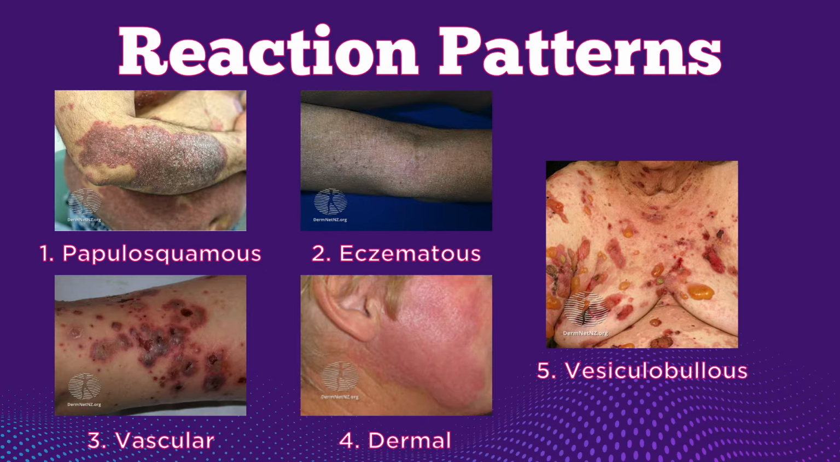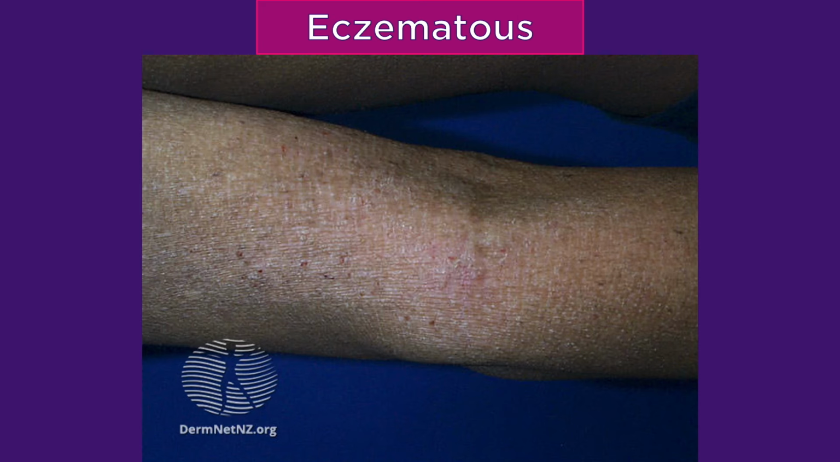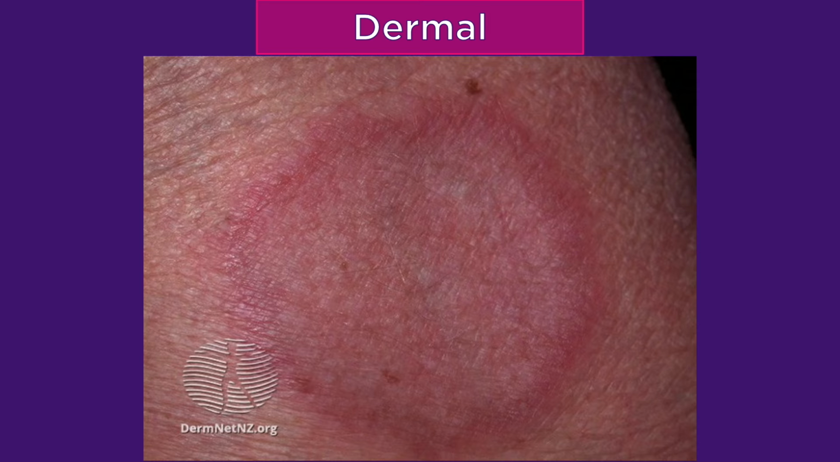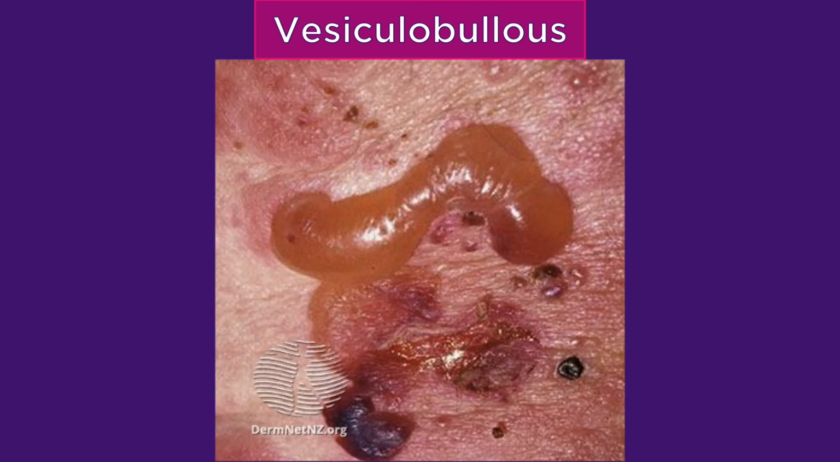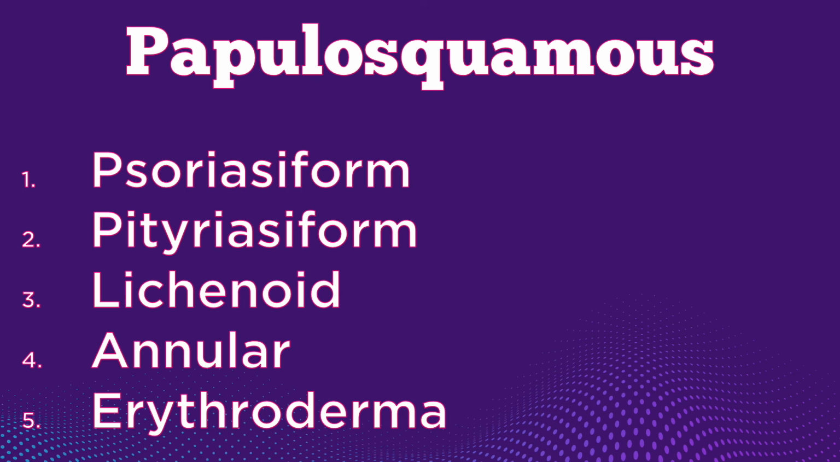We break our reaction patterns into 5 main categories: papulosquamous, eczematous, vascular, dermal, and vesicobullous. The first category that we'll go through are papulosquamous disorders, which refers to rashes with scaly papules and plaques, since the papulo of papulosquamous refers to papules and plaques, while squamous refers to the scale.